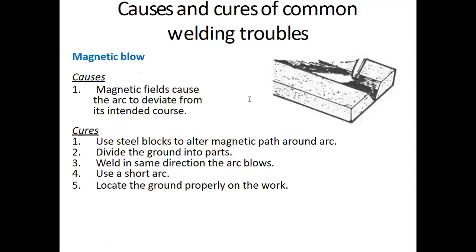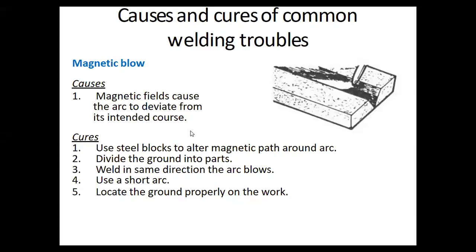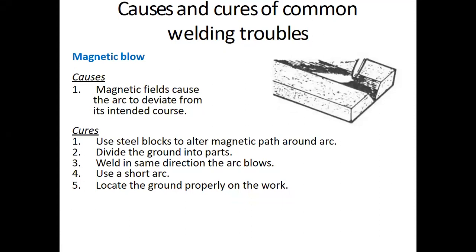Now, I think, yes, two more slides and then we can finish off these effects of weld, right? Magnetic blow. This is another welding defect. Magnetic fields cause the arc to deviate from its intended course. The magnetic field is induced because we are using current, right? Or it could be because of any other source kept near the weld area. That will cause the arc to deviate from the intended course. So that comes off as a defect.